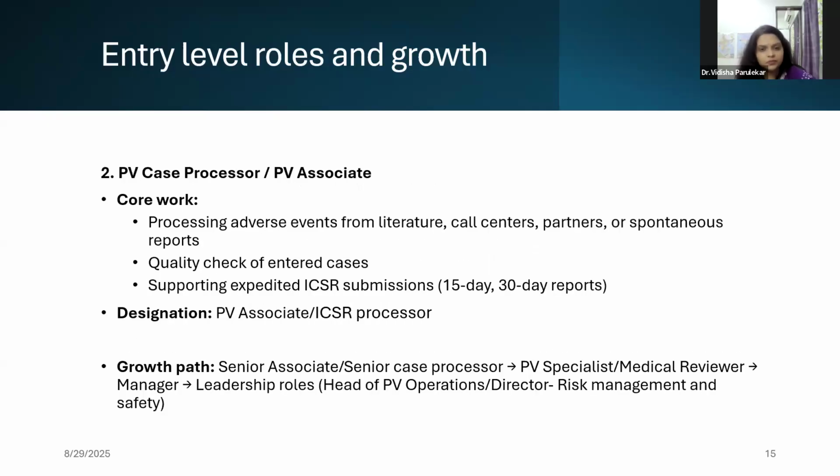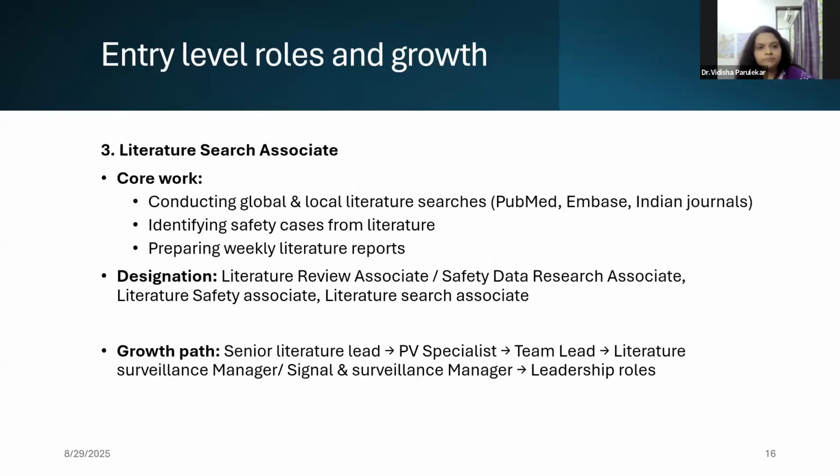Then next is the PV case processor role. So different sources of ICSR are there, so you have to process the adverse event with respect to different sources, etc. Then literature search associate roles are there, and there is a different literature team in BPOs. TCS has a different team for clinical, and for post-marketing also, ICSRs. So all that is there.